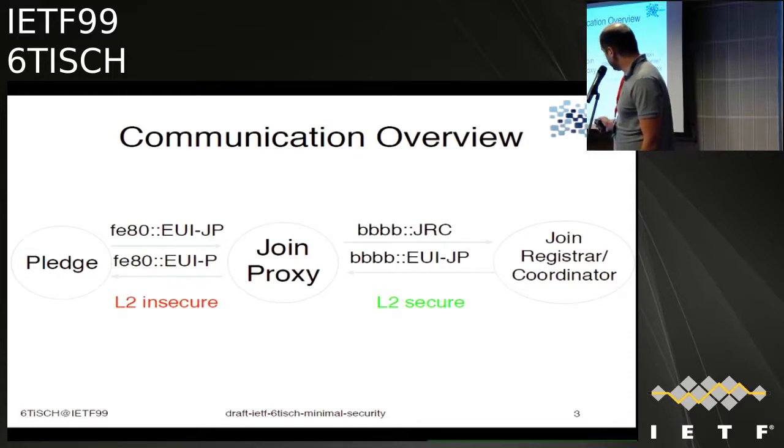The path from the pledge to the join proxy is insecure in what concerns layer 2 security, and the path from the join proxy to the JRC is the mesh part that is secured with layer 2 security, 802.15.4. This is Thomas. I want to clarify, it says layer 2 insecure, but there's an end-to-end, right? Yes, definitely. The frames are sent in clear on layer 2, but they are protected end-to-end at the application layer using OSCOAP. The join frames, the frames of the join protocol.